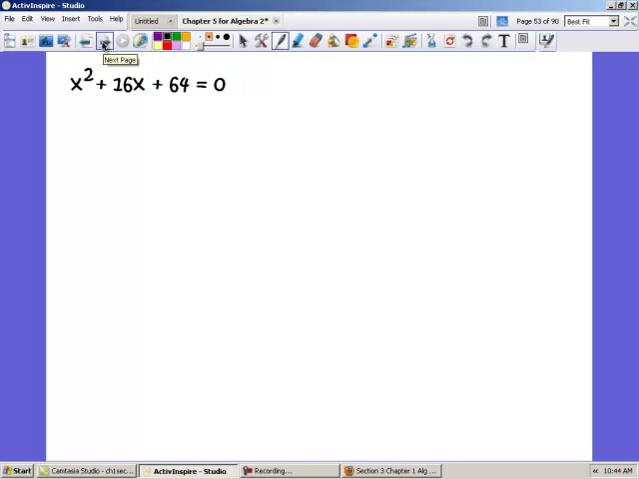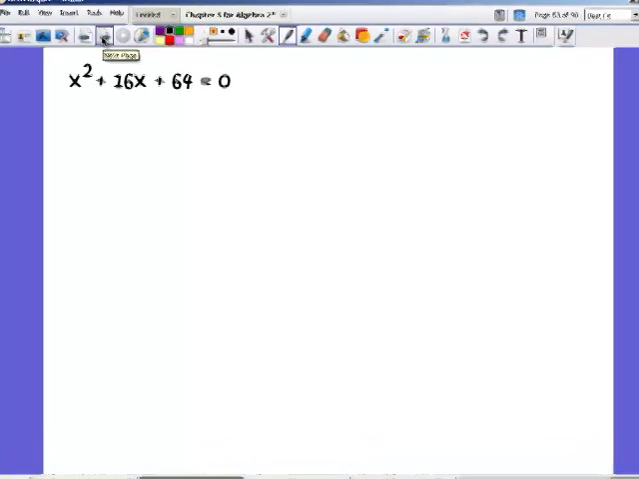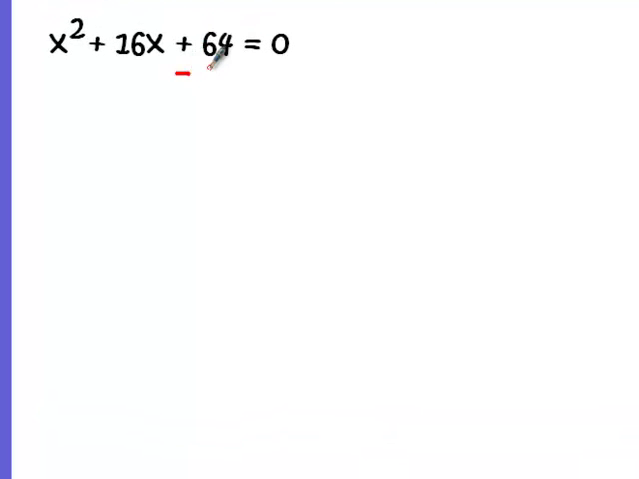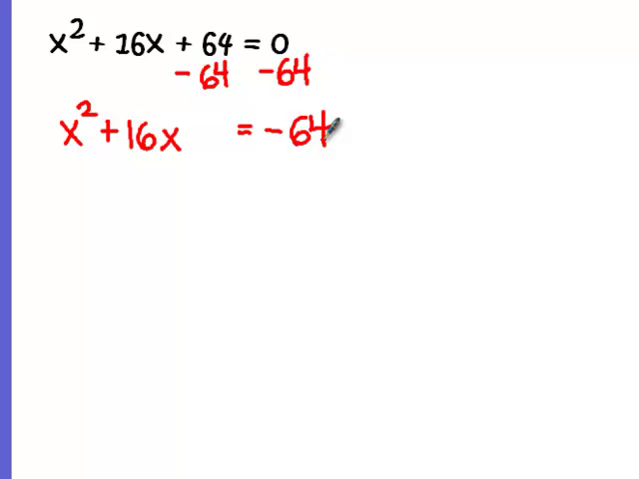Let's try another one. Without all the steps written out for you, you can refer back to it. The first step is to subtract your c. So we're going to subtract the 64. And now we're going to take half of our b. So half of 16 is 8, and we're going to square it. So 8 squared is 64, and we're going to add it to both sides.